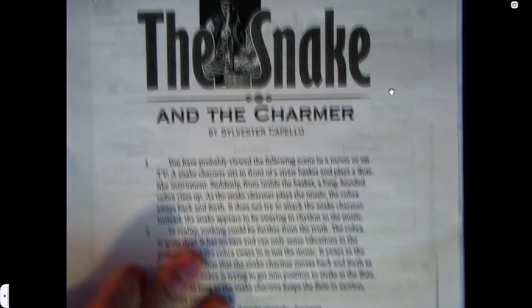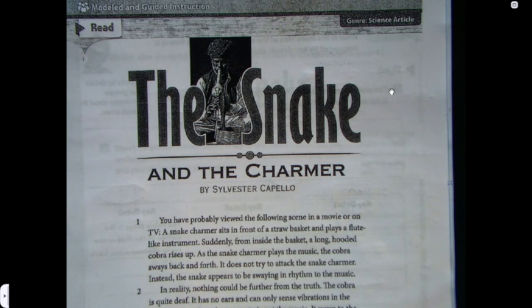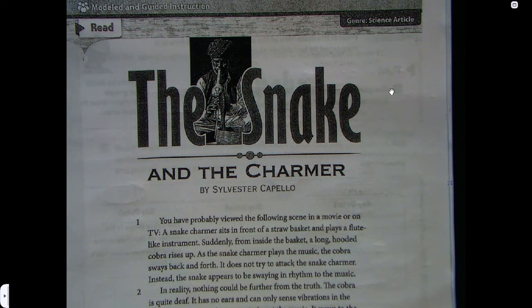I am open to the story, The Snake and the Charmer. That's on page 12. Make sure you have that out. What we're going to do is what we've been practicing so far in class this week. We've been talking about main idea and details in informational text. We've also been talking about strategies for close reading.